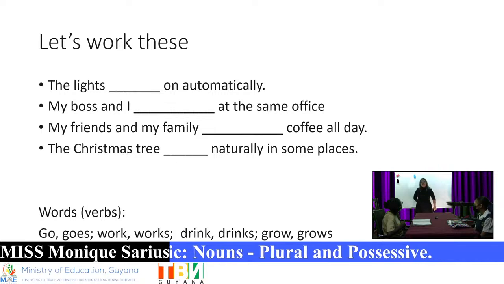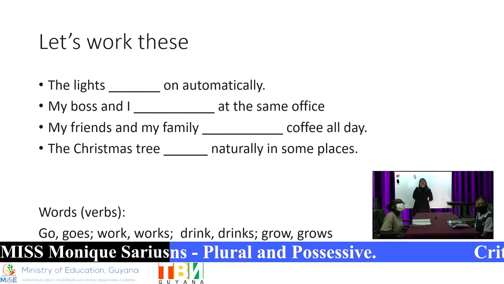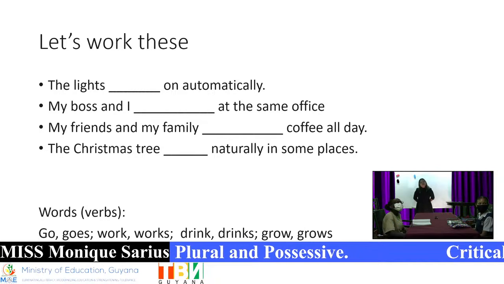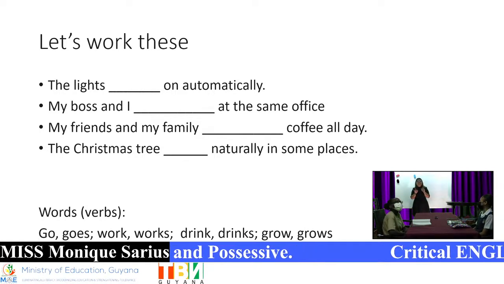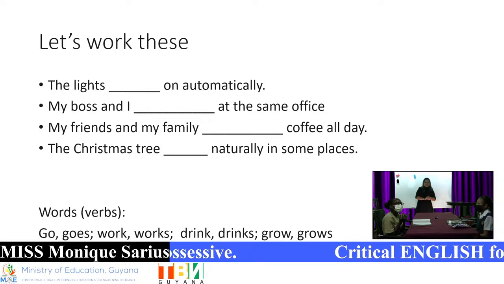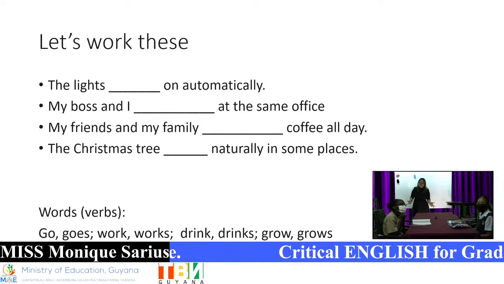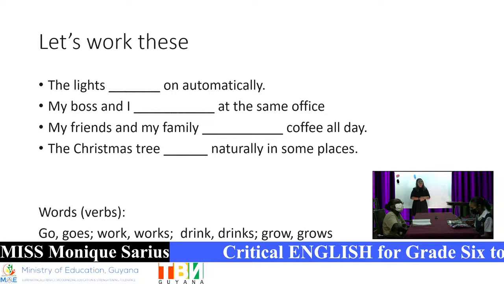So back to Alicia for the second one. We don't want your boss and you drinking at work. Go ahead. My boss and I. All right, so it kind of worked, but there's another verb we didn't use as yet that you can use. Work. Good. My boss and I work at the same office. Alicia really wants to go drinking. Wait until you're older, okay?